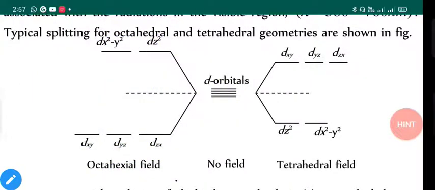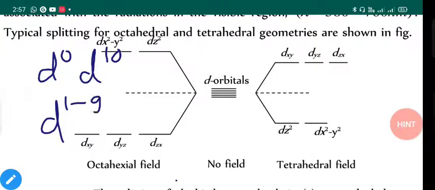So out of all the possibilities, we have two possibilities for the d orbitals which give colorless compounds: d0 and d10. The remaining, d1 to d9, can all show colored compounds.